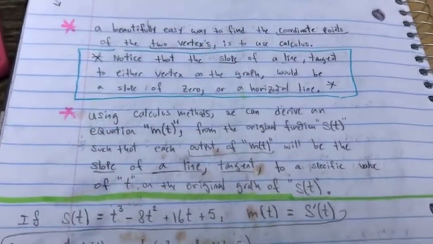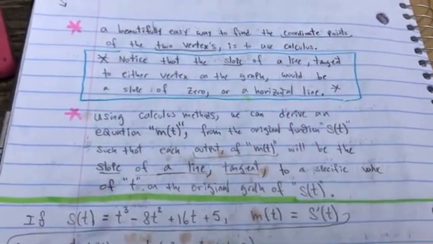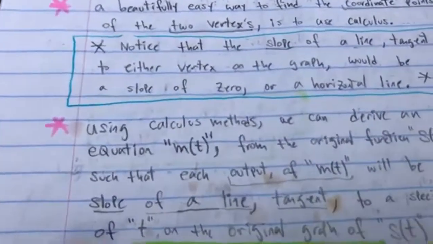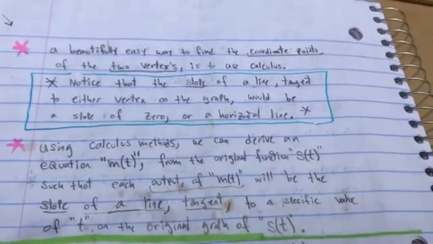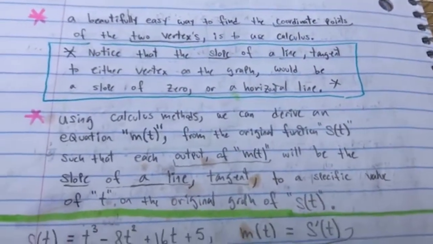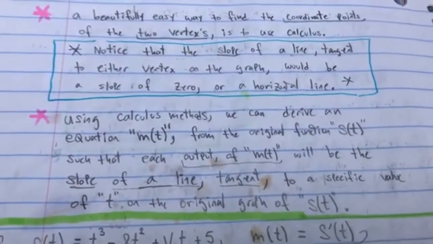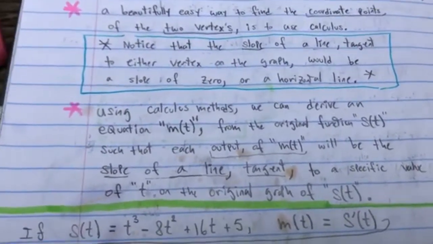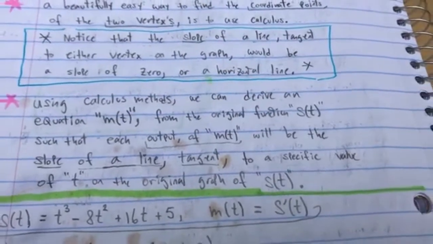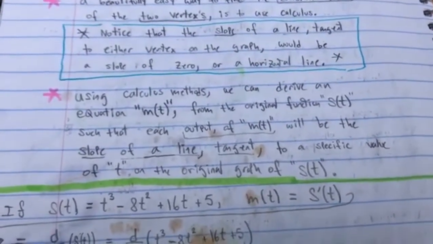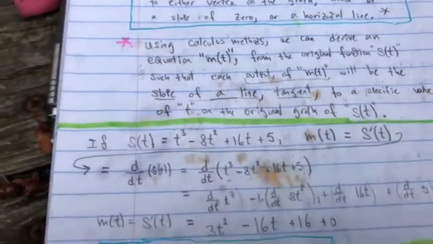Using calculus methods, we can derive an equation m of t from the original function s of t, such that each output of m of t will be the slope of a line tangent to a specific value of t on the original graph s of t.